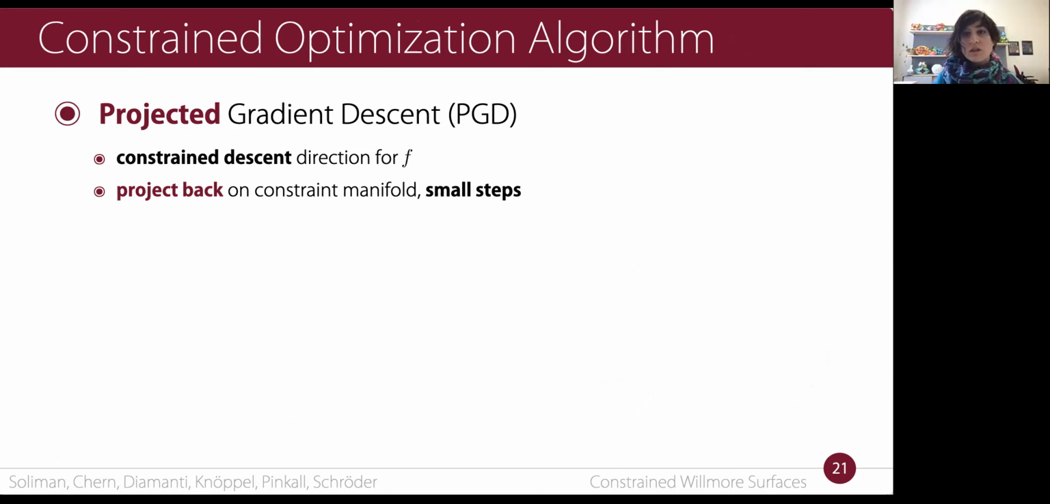The problem is that because the conformal constraint is nonlinear, this PGD would also need to project the updated F back into the space of conformally equivalent immersions. And it would have to do this at every iteration. So this would mean that it can only take very small steps to make progress.